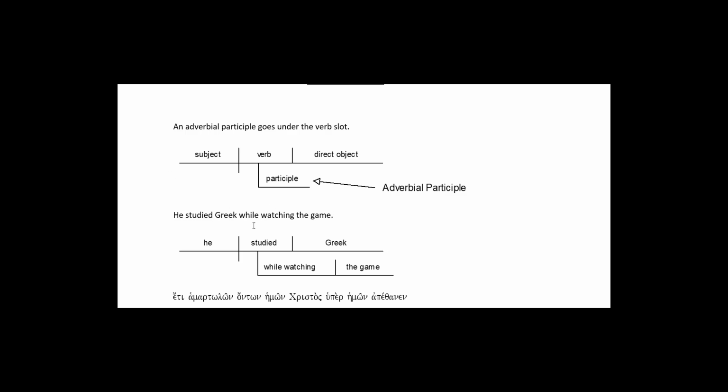He studied Greek while watching the game. While watching the game modifies the verb, so we put it under the verb. So here's Romans 5:8, great verse. Christ died for us, Christos apethanen. He died for us, huper hemon. But when did he die for us? While we were, participle, sinners. While we were still sinners, or yet sinners. And the while idea is built into the participle here. So this whole participial clause modifies the verb, so you put it under the verb.